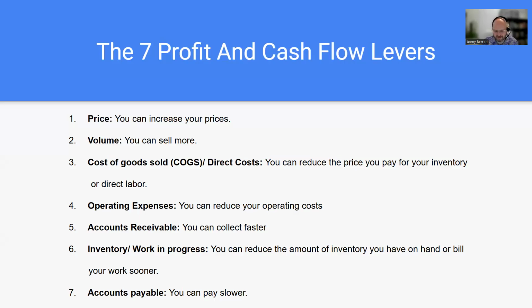Now, on the other side of the coin, that could be increasing debt, right? Because that's something that you eventually need to pay. So you'd have to examine that carefully, but that is a lever that you can use, one of the seven profit and cash flow levers.